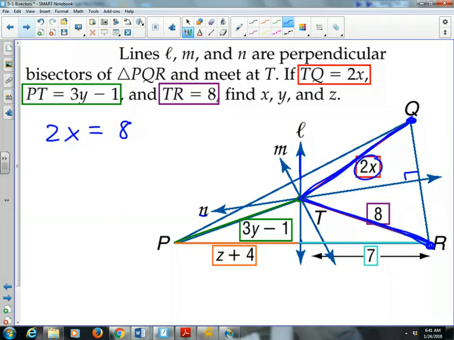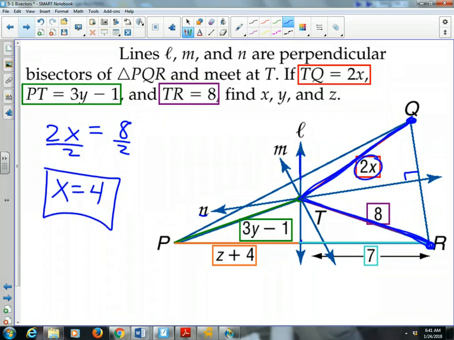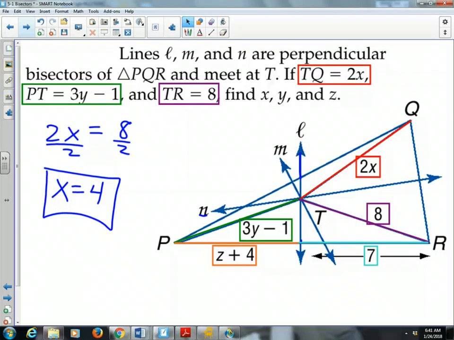Well, now it's quite simple to solve for x, isn't it? Divide both sides by 2, so x equals 4. So we have found x. Now let's find y. And y is going to be a very similar situation where we know that from P to T is 3y minus 1.